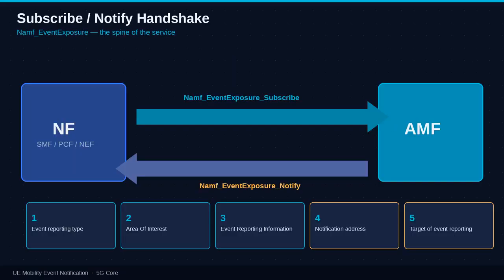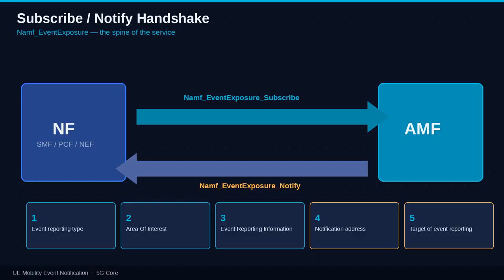Here is the whole handshake in two arrows. First, the consumer sends Namf_EventExposure_Subscribe toward the AMF. That request is not a vague, tell me about mobility. It carries five precise knobs: event reporting type, area of interest, event reporting information, notification address, and the target of event reporting. We will open each knob in the next scenes.